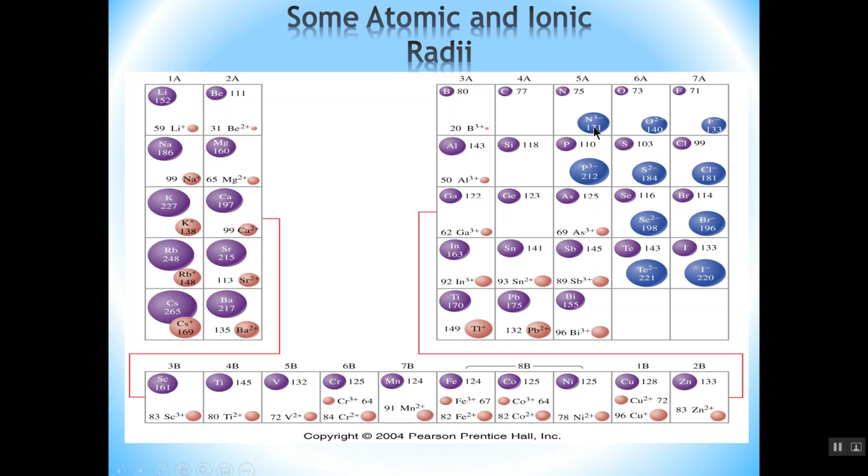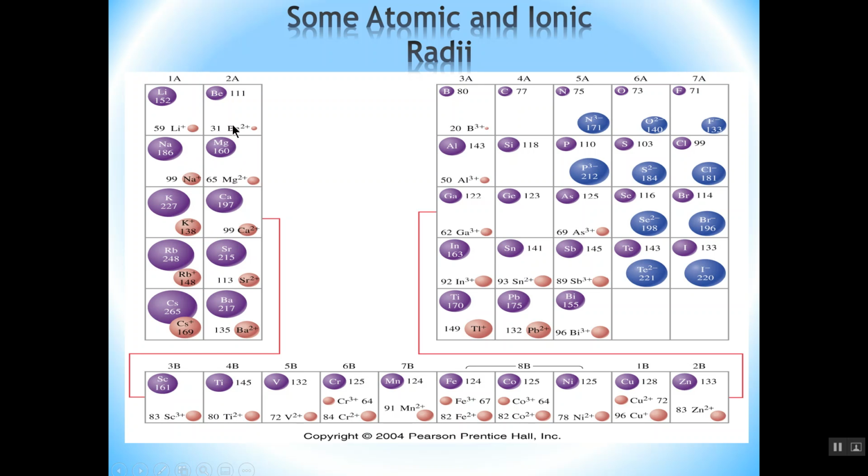For example, the nitride ion is larger compared to the nitrogen atom. The oxide ion is larger compared to the oxygen atom, and so forth. You also see the trends we talked about in terms of increase and decrease in atomic and ionic sizes as you go from left to right of any period or up and down any group. If you take group 1A, for example, the atomic size increases, and correspondingly, the ionic size increases as well.